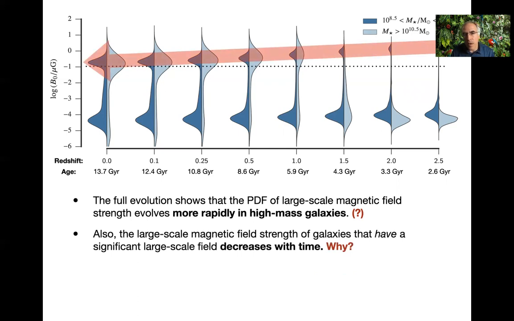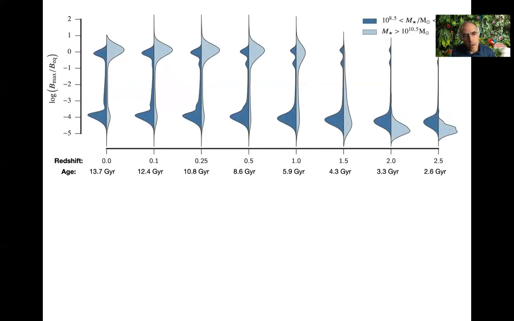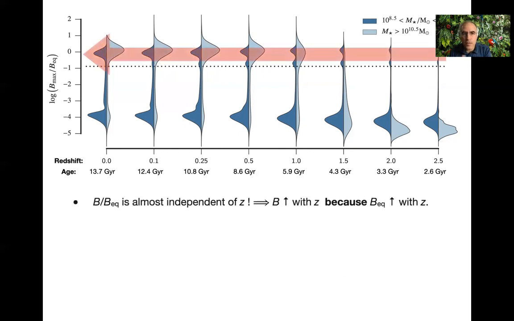What is easier to understand, perhaps, is that if you look at the galaxies that actually have strong large-scale magnetic fields of order equipartition, which is given by this upper peak of the bimodal distribution, you see that that field actually increases with redshift, or reduces with time. And then one could ask why. The reason is that if you look at this graph, where we're plotting the same thing, but Bmax over B equipartition, relative to the equipartition field strength you find that it's relatively flat.